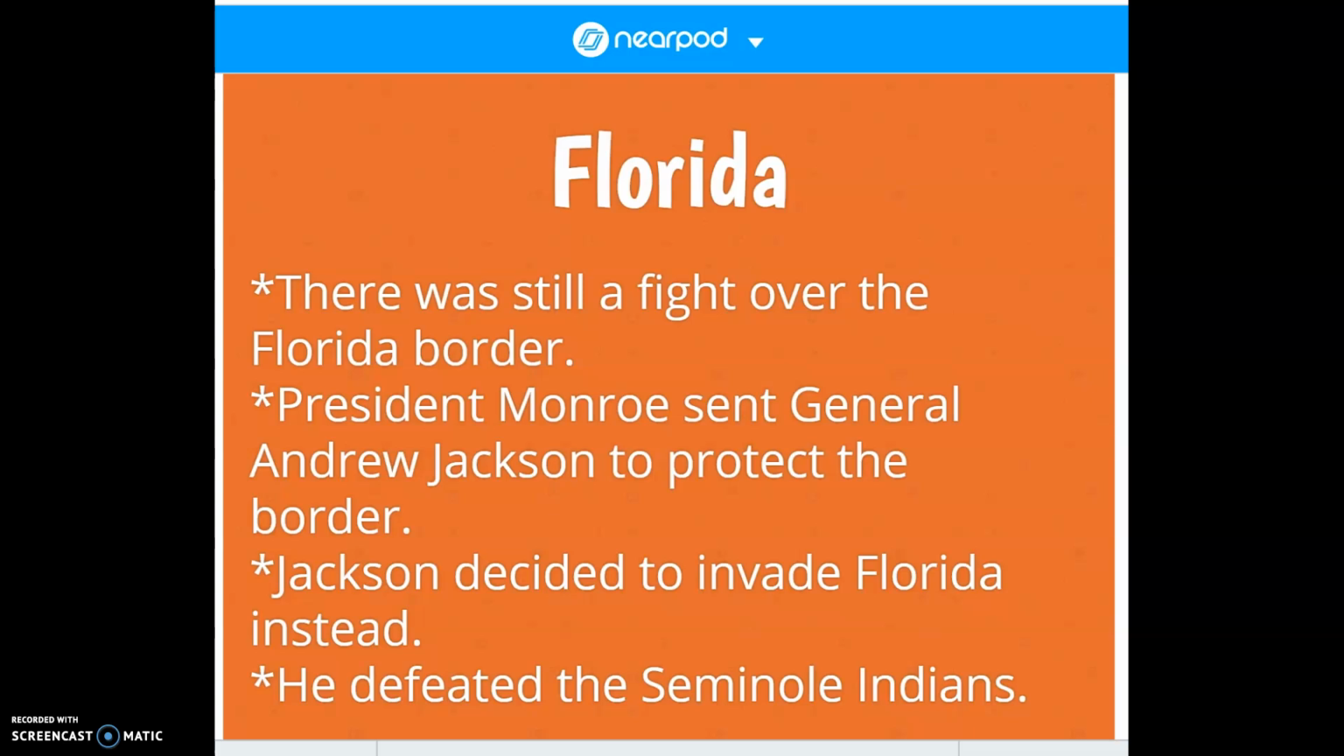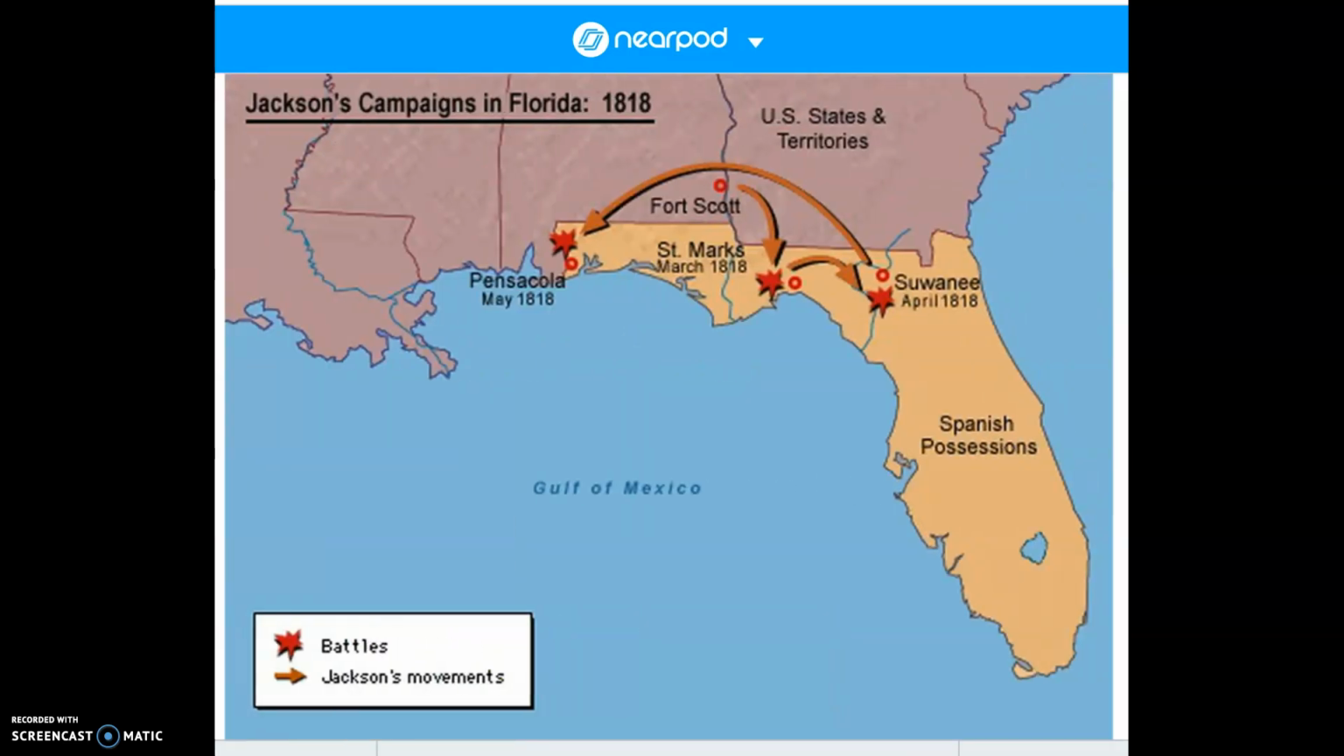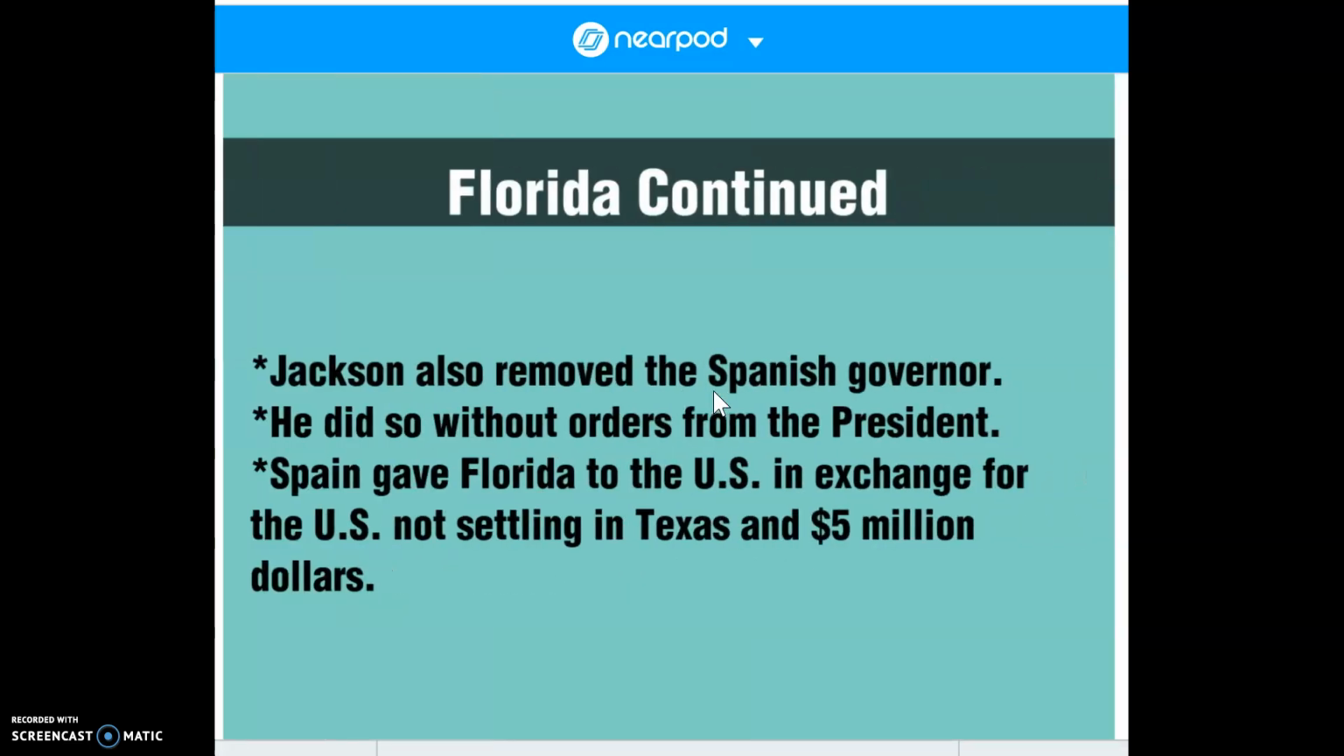Well, when Andrew Jackson gets there, he decides instead of just settling the border dispute between Spanish Florida, Seminole Indians, and Americans, he's going to actually invade Florida on behalf of the United States. And Jackson does this without any orders from President Monroe. Here you can see the areas that were in dispute at the time, and Andrew Jackson ends up showing up at the border and then just going right on into Florida. And he eventually marches all the way down to the Spanish capital. And the result is that he removed the Spanish governor of Florida.